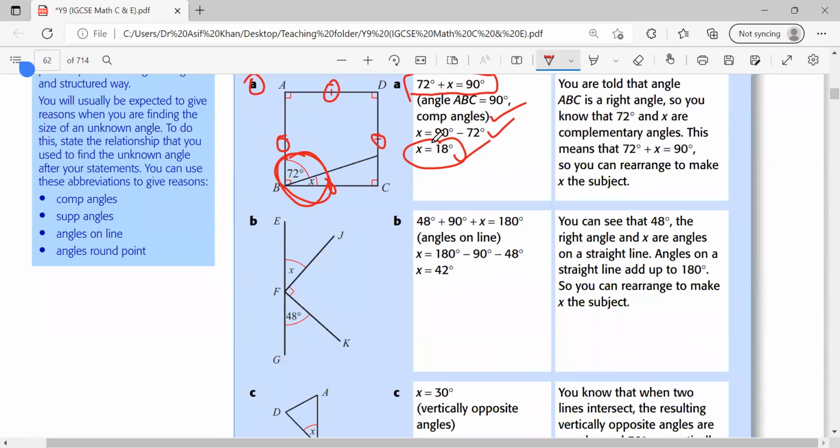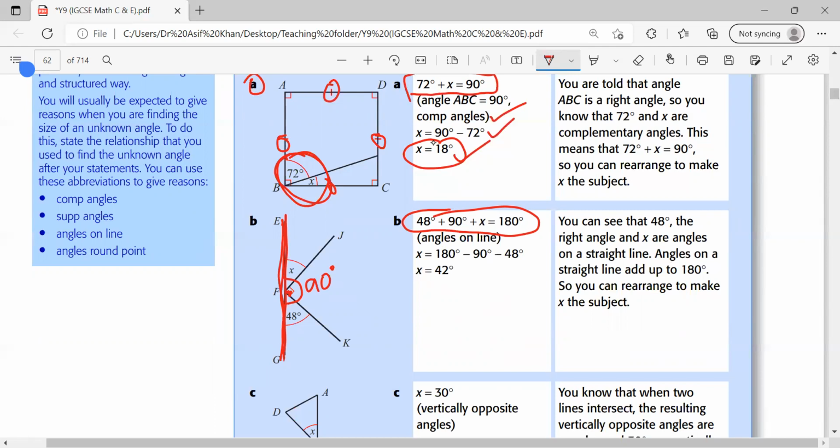Now the next one also. First of all, you identify what the relation is here. This one is a straight line. When this is a straight line, the sum of the angles will be equal to 180 degrees. We identify the relation. Now we make the equation: 48 plus 90 plus x is equal to 180. This one is a right angle, so it is 90 degrees. It was not mentioned, but this symbol tells us it is 90 degrees.